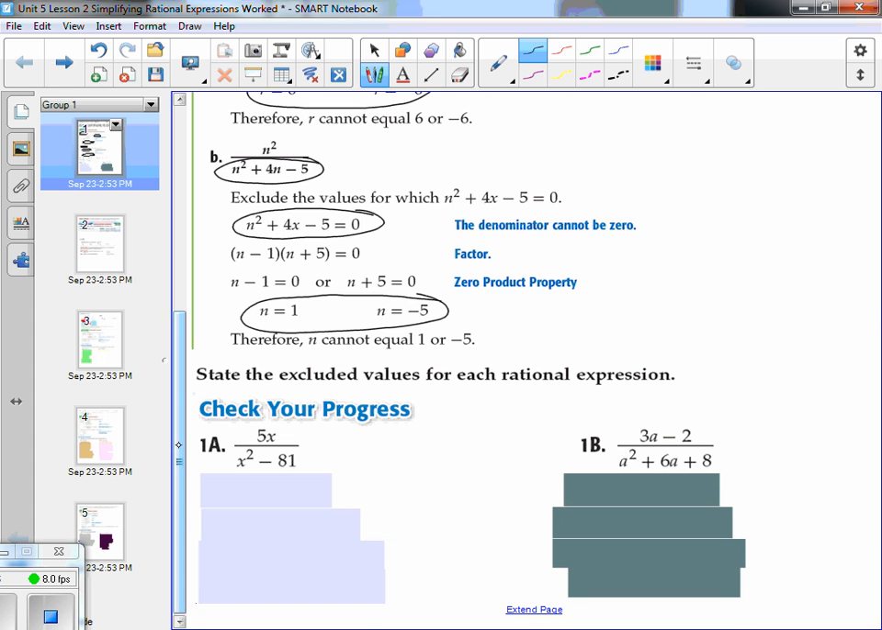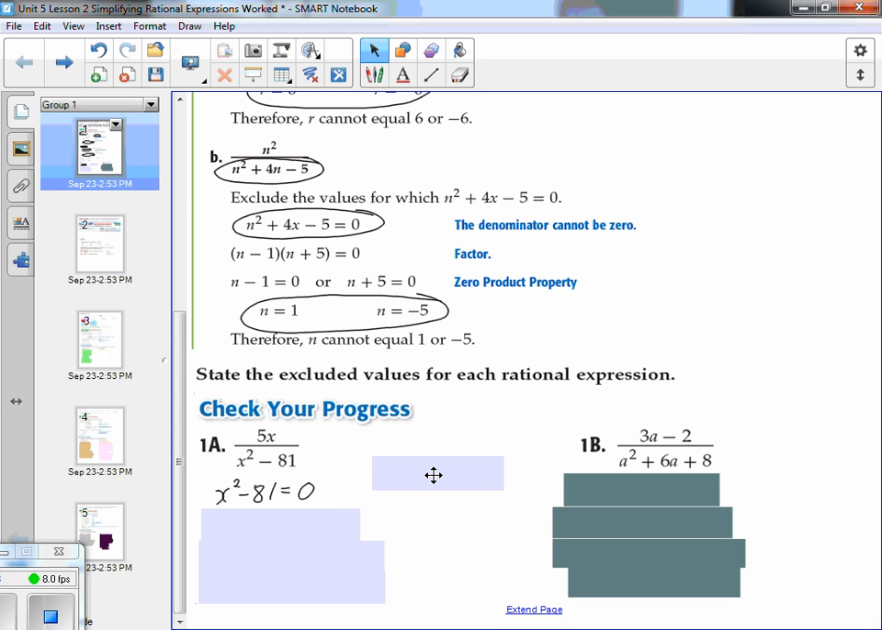So at the bottom of your first page here, the directions say state the excluded values for each rational expression. First thing to remember is that's based solely on the denominator. The numerator has nothing to do with excluded values. And by nothing, I mean nothing. So it's the denominator that you set equal to 0. Write that down. So x squared minus 81 equals 0.